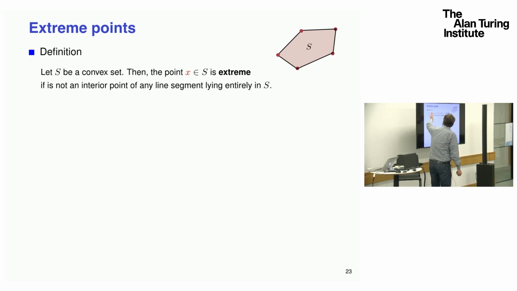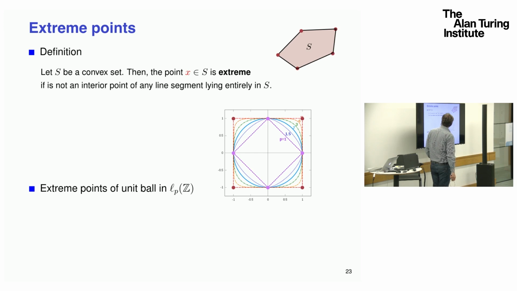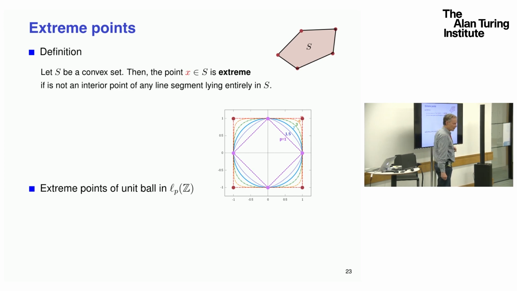Okay, so I said if there's a convex set, then a point is extreme if it's not an interior point of any line segment completely lying inside the set. So it's really at the boundary, and there's nothing beyond. Now, what are the extreme points? That's something I borrowed from Wikipedia, but I added the extreme points because they don't put them.